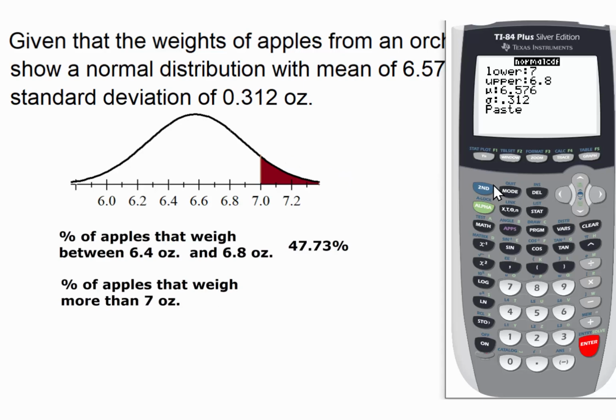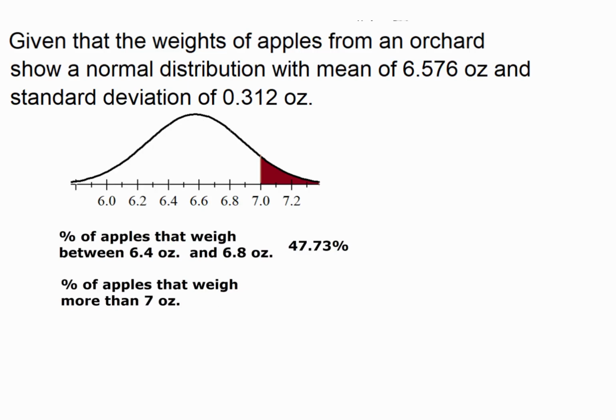Even if we enter 20, we can see from the pattern of the graph we would have exhausted all the area. But let's just go ahead and enter the largest number that this calculator can handle. The mean and standard deviation are the same. So in this case, what do we get? 0.08707, or 0.0871, or in other words, 8.71% of the apples will weigh more than 7 ounces.